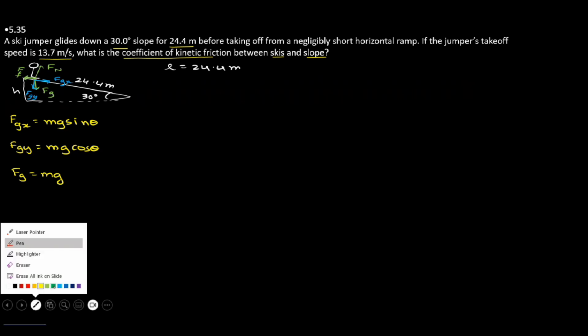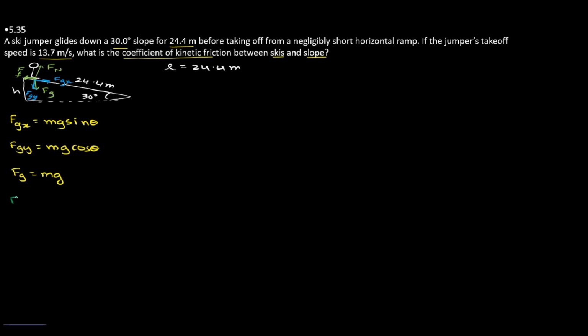Now, what is the expression for the force of friction? The force of friction is mu times Fn, where mu is the coefficient of friction and Fn is the normal force. If we look at the diagram, the normal force is equal in magnitude to Fgy. So we can write the force of friction as mu Fgy, which is mu mg cosine theta. The question wants me to find the coefficient of kinetic friction between the ski and the slope. To do this, I'm going to use the work kinetic energy theorem.